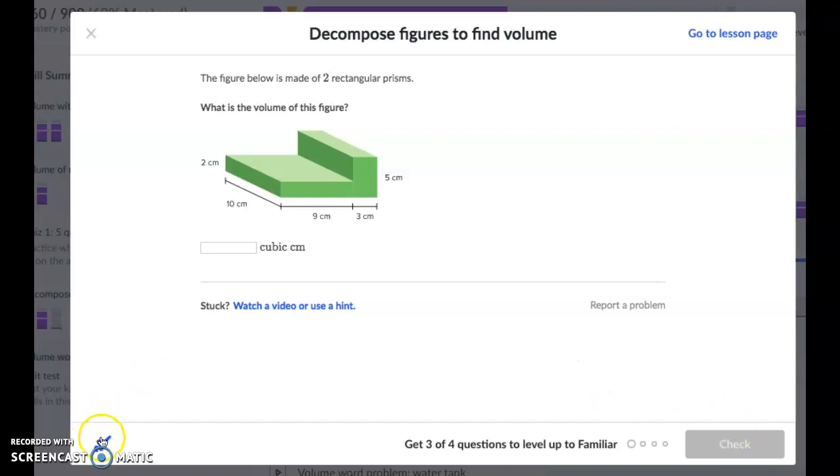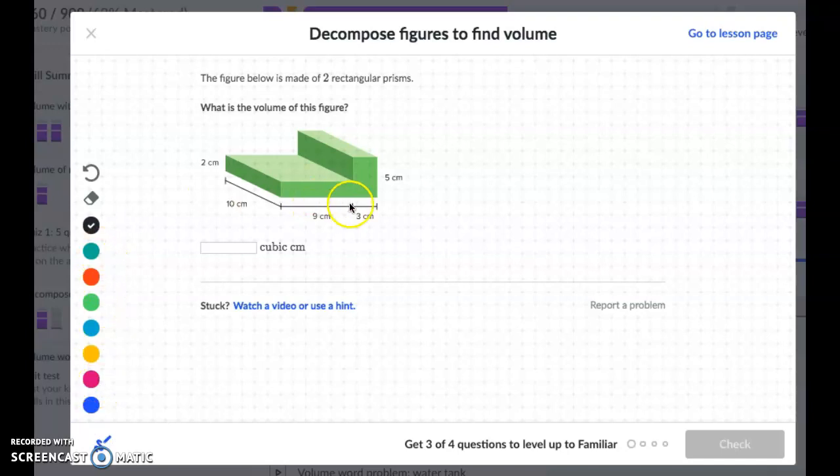Okay, so what we're going to try to look at here is we're going to remember that this is really two separate shapes that have just been kind of pushed together. So this time they did not use different colors, but we can still use the different colors in our head. So we are going to find the volume of this first part and then this second part, and then we'll have to add them together.